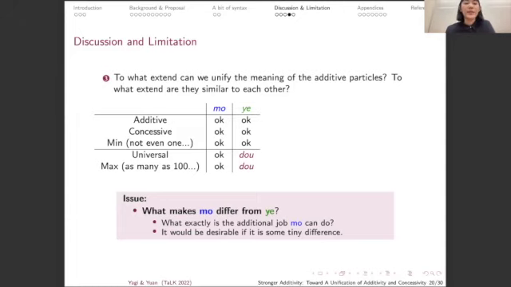However, this is not the case with Mandarin yet, especially in the universal quantification case and the maximal number case, where we are using a different particle. So this is actually our next step of the project. We are curious about what actually makes mo different from yet. To make this more specific, what exactly is the additional job that mo can do? It will be desirable if there is some tiny difference that we can observe.